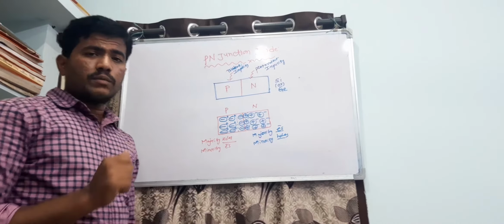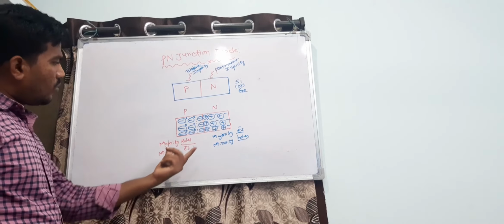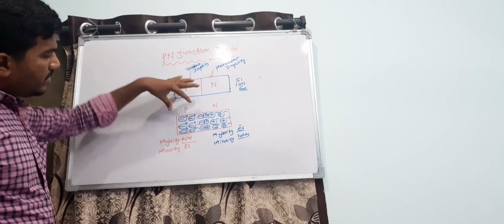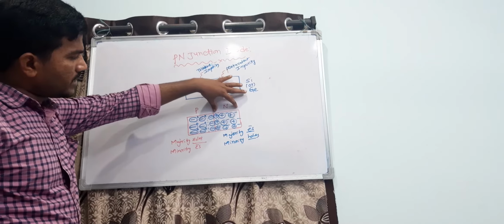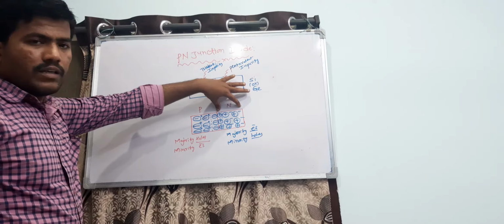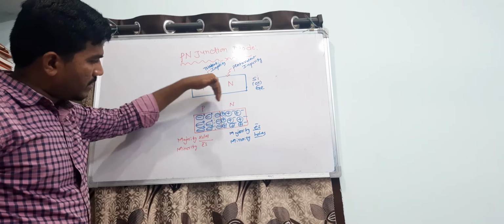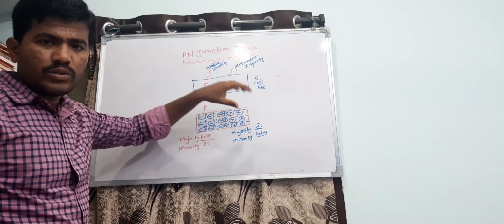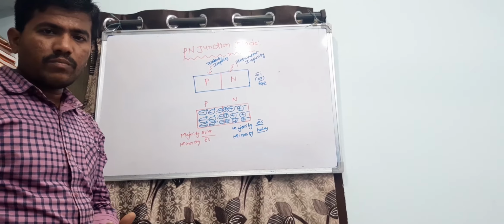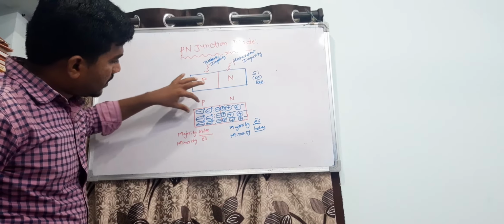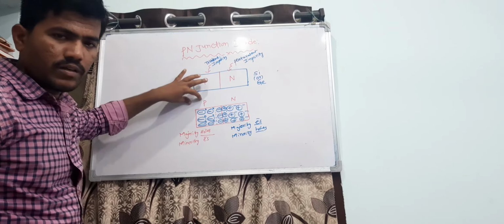While discussing semiconductor physics, we have seen diffusion current. There is a concentration gradient here: this portion acts as a p-type semiconductor and this portion acts as an n-type semiconductor. After forming this junction, in the material formation time, holes try to move from here to here and electrons try to move from here to here.